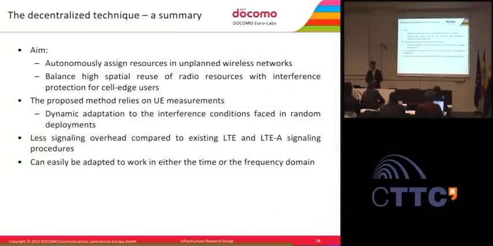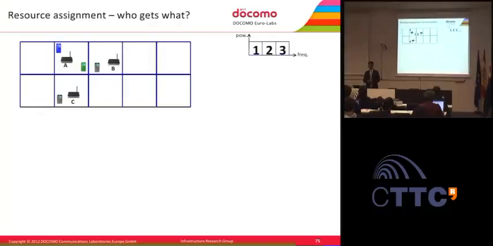Okay, so we want to autonomously assign resources in unplanned wireless networks, which femto-cell networks certainly are. And we want to balance the high spatial reuse of radio resources with interference protection for cell edge users, which I've been saying all along. The proposed method relies on user equipment measurement and dynamically adapts to the interference conditions. Even though I said there's more signaling overhead, it still is less than what would happen with existing LTE and LTE Advanced signaling procedures. Also, one important thing is that this can be adapted to work equally well in the time and frequency domains.